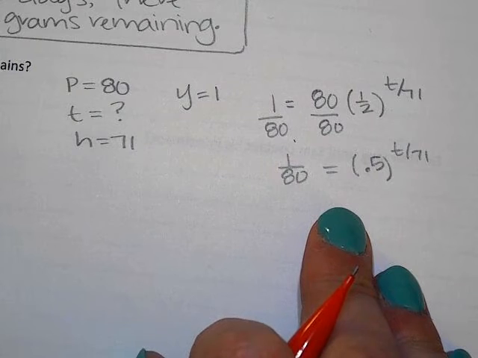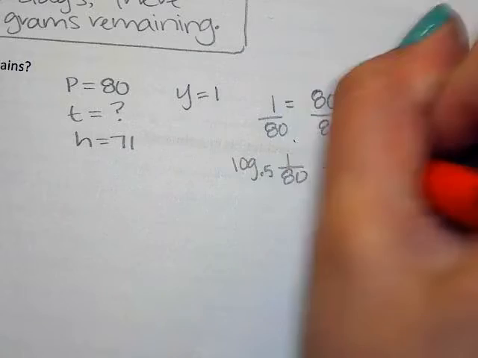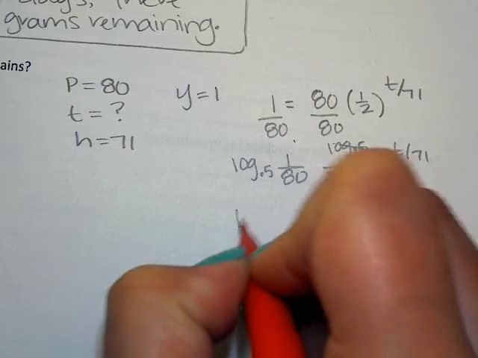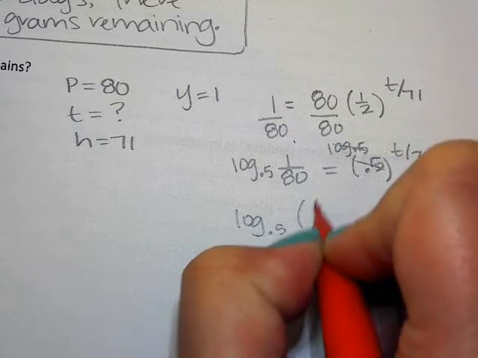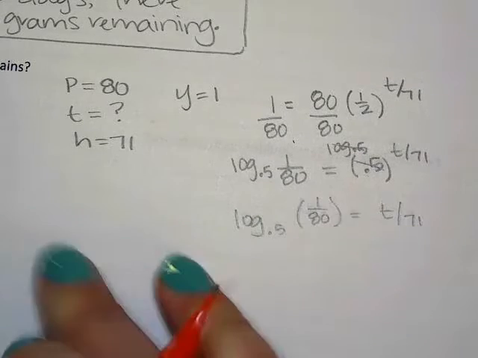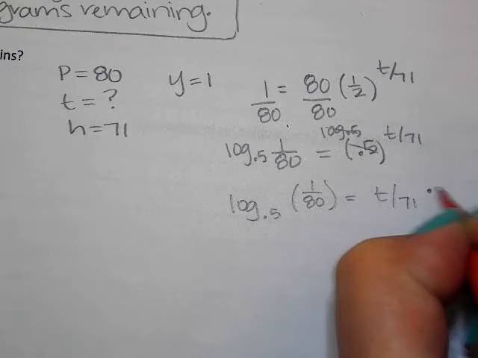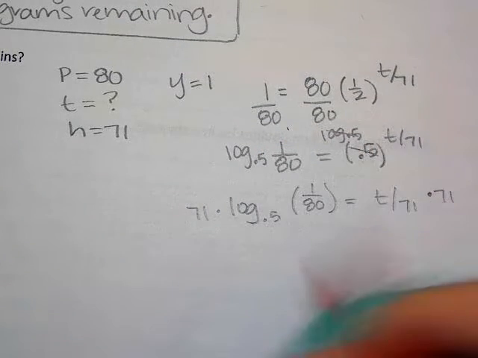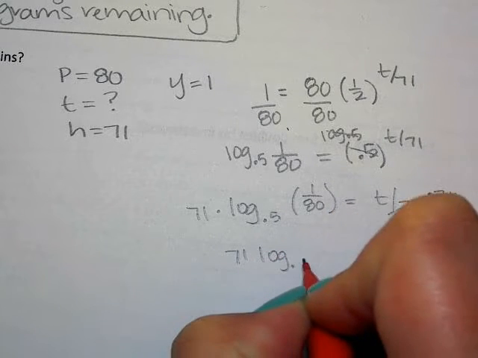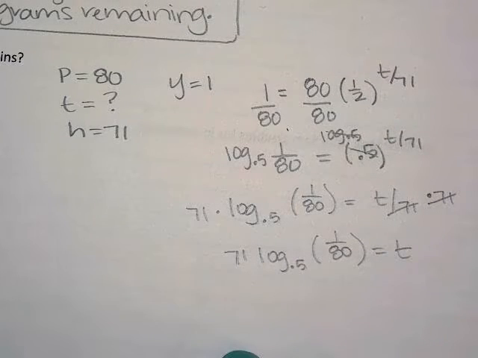Log base 0.5 of each side. So we have log base 0.5 of 1 over 80 equals t divided by 71. So you do what with 71? Multiply by 71.